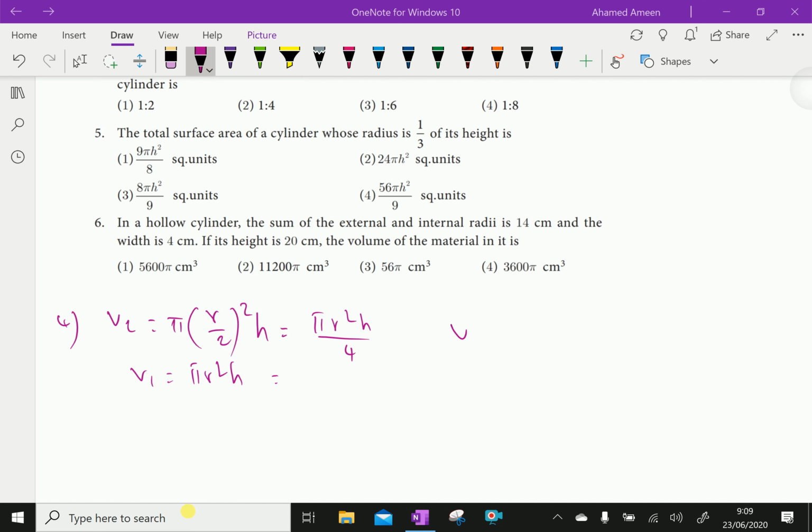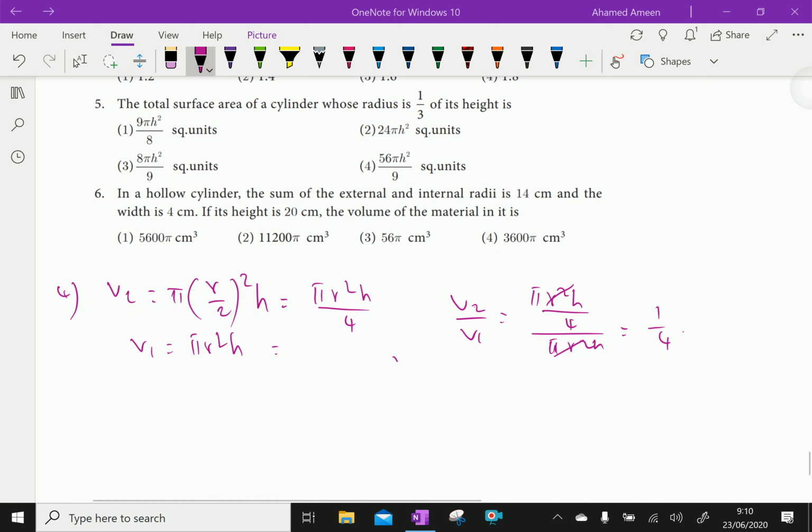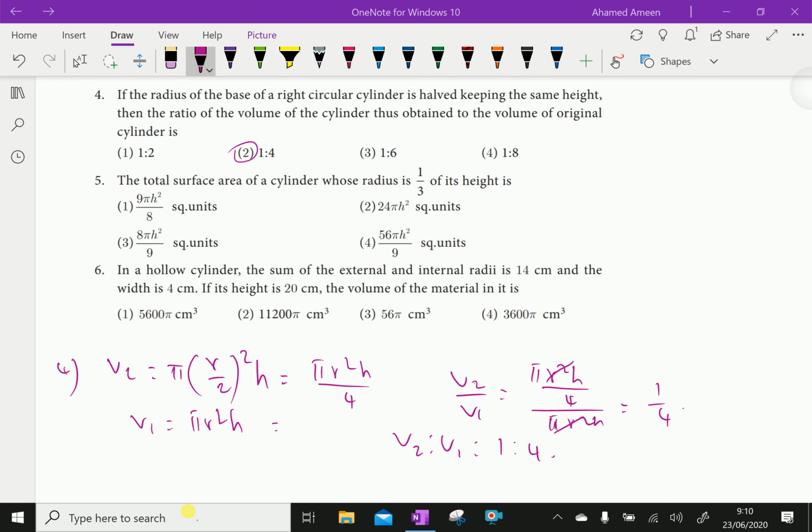Therefore V2 by V1 is pi R squared H by 4 over pi R squared H, which gives 1 by 4. Therefore V2 ratio V1 is 1 ratio 4. So option 2. Question number 4, option 2.